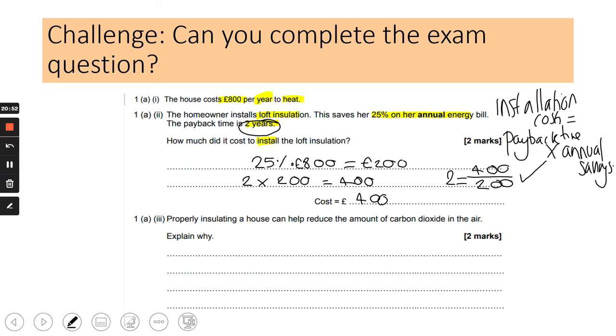So our next question is, properly insulating a house can help reduce the amount of carbon dioxide in the air. Explain why. So I want you to think back about the advantages, and try and answer this question. I'm not going to go through this one, but I'll check your answers later and give you feedback. Well done for concentrating in this lesson.